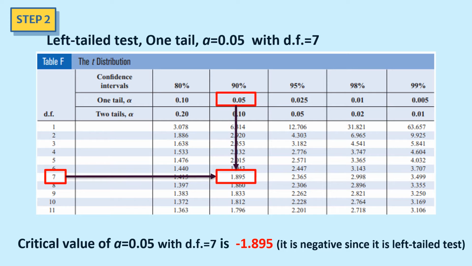So we have this t-distribution table, our table F. For our given problem, we have a left-tailed test. It is only one tail, with alpha 0.05 and degrees of freedom 7. So our critical value based on our table is 1.895. Since our test is a left-tailed test, our critical value will be negative. Our critical value now is negative 1.895.